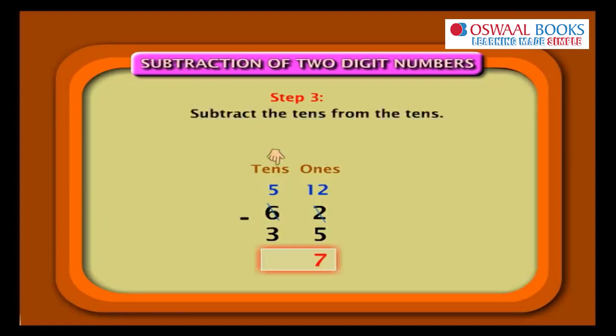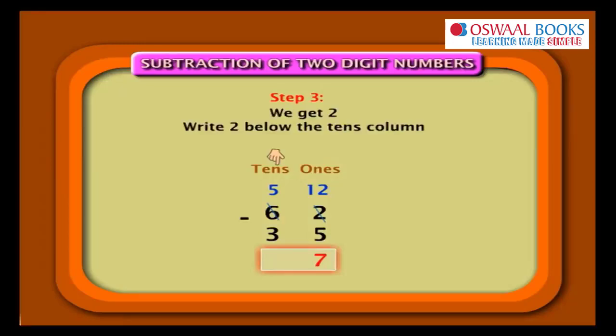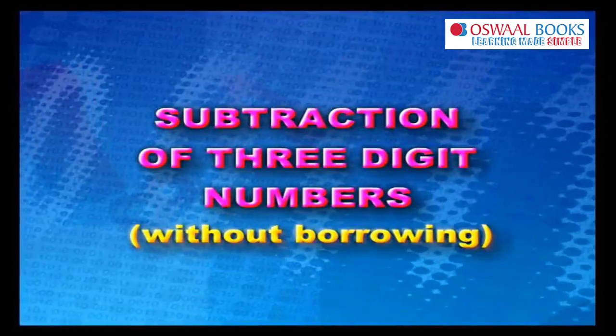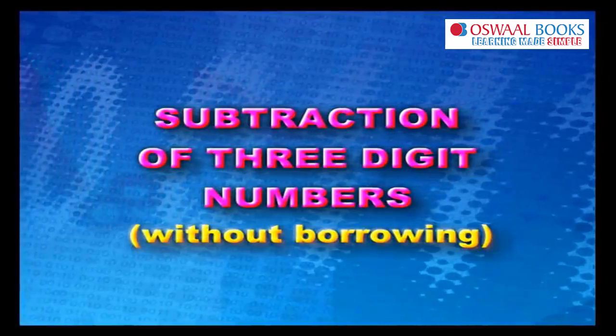Now, subtract the tens from the tens. As we have borrowed 1 tens from 6 tens, we have only 5 tens. Subtract 3 from 5. We get 2. Write 2 below the tens column. Thus, 62 minus 35 is equal to 27. Subtraction of 3-digit numbers without borrowing.